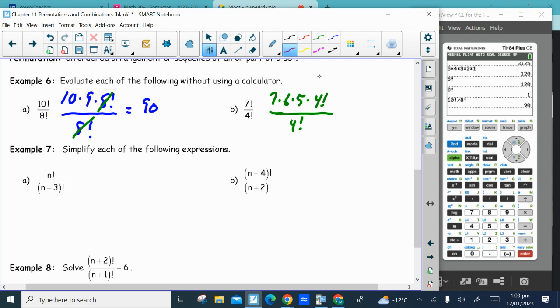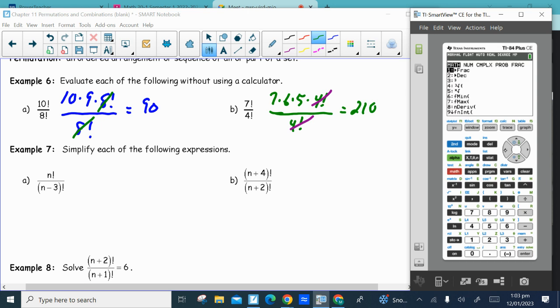However, by doing this, we can cancel the 4 factorials. And you're left with 7 times 6, which is 42, times 5, which is 210. So that would be the answer. Which again, we could check by doing the original question in our calculator. Right?